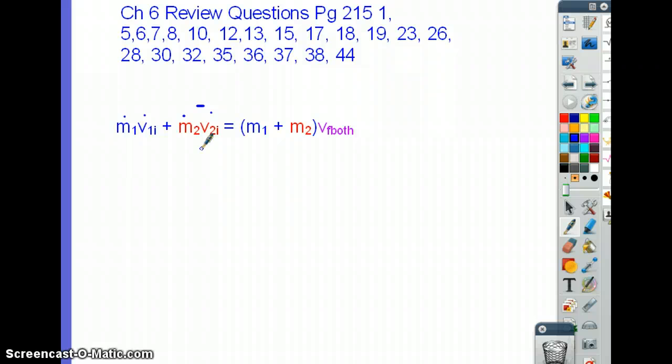32, you got a 5 gram coin, put that in kilograms, moving at 25 centimeters per second, put that in meters per second. Makes an elastic head-on collision with a 15 gram coin at rest. After the collision, the 5 gram one's going 12.5, find the final velocity. Elastic collision, so they bounce. So m v initial plus m v initial equals m v final plus m v final. Solve for final velocity.